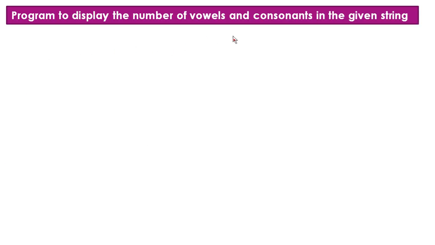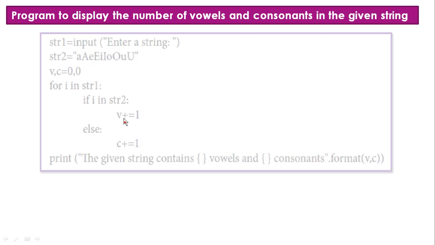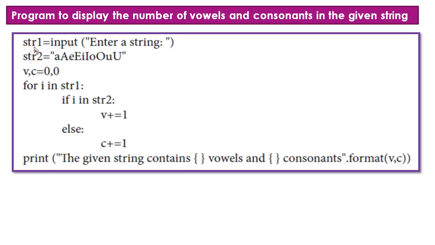Next program to display the number of vowels and consonants in a given string. Here str1 is taken from the keyboard, str2 equal to all the vowels. Vowels are in the form of capital letters and small letters in the string: A, E, I, O, U. Two variables are used for counting, one is V, another one is C. Both variables are set to 0. V, C equal to 0, 0 means V equal to 0, C also 0. Here V is used for vowels, C is used for consonants.